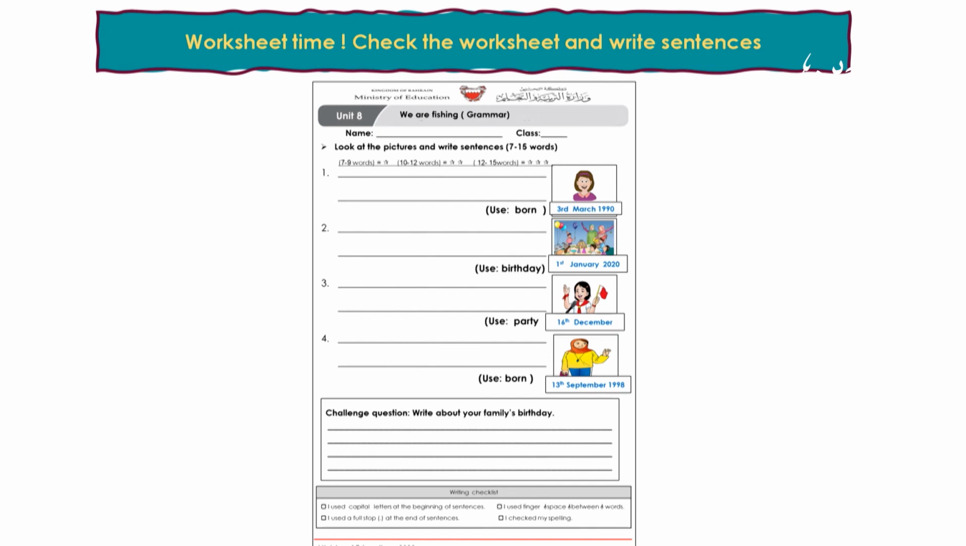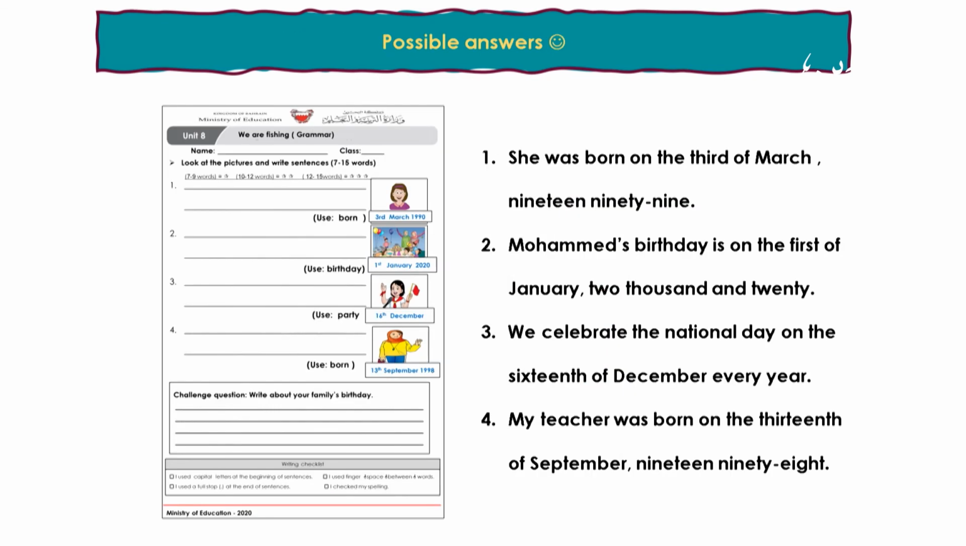Are you done? Excellent job, everyone. Now let's see some possible answers. Number one, she was born on the 3rd of March, 1991. Number two, Muhammad's birthday is on the 1st of January, 2020. Number three, we celebrate the National Day on the 16th of December every year. Number four, my teacher was born on the 13th of September, 1998. Great job, everyone.